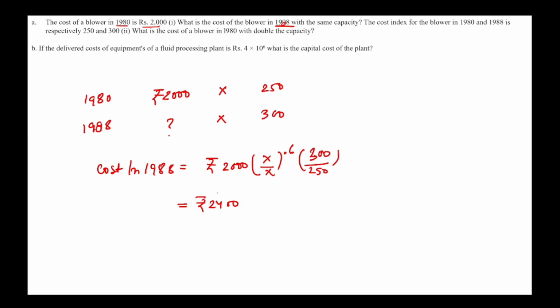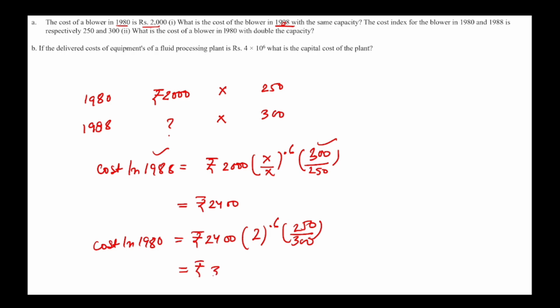But what is the cost of the blower in 1980 with double the capacity? So the cost in 1980 will be, in whichever year we are calculating, the cost index of the same year will be in the numerator. So 2400, double the capacity, 2x upon x to the power 0.6, 250 divided by 300. So it will give rupees 3031.4. Okay, and this b part is the Lang factor. Don't do this.